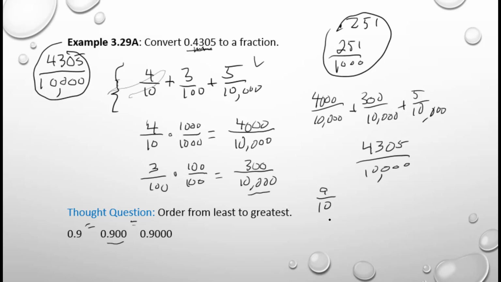0.900 is 9/10 plus 0/100 plus 0/1000. And any number, add 0 to any number, you're not going to change the number. And you can follow the logic on that one too.